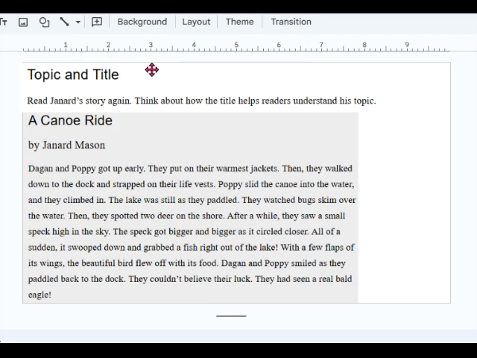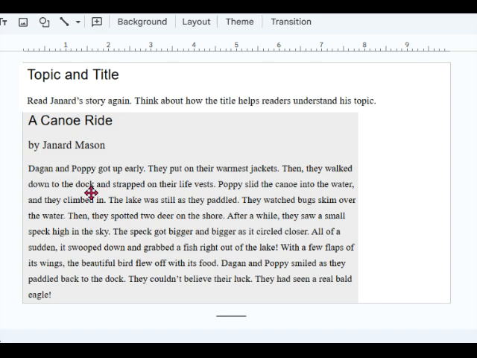Topic and title. Read Gennard's story again. Think about how the title helps readers understand his topic. So his title is A Canoe Ride. Do we think the story is about them going on a canoe ride? Absolutely. Let's read and let's think about how that title helps us know what the story will be about.